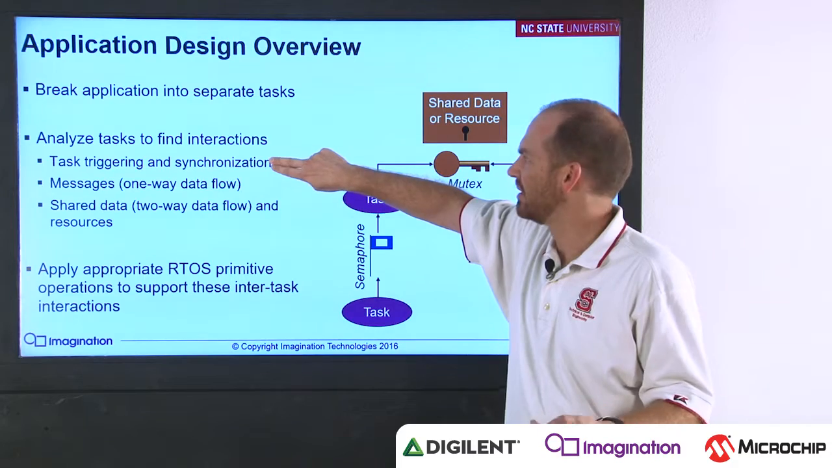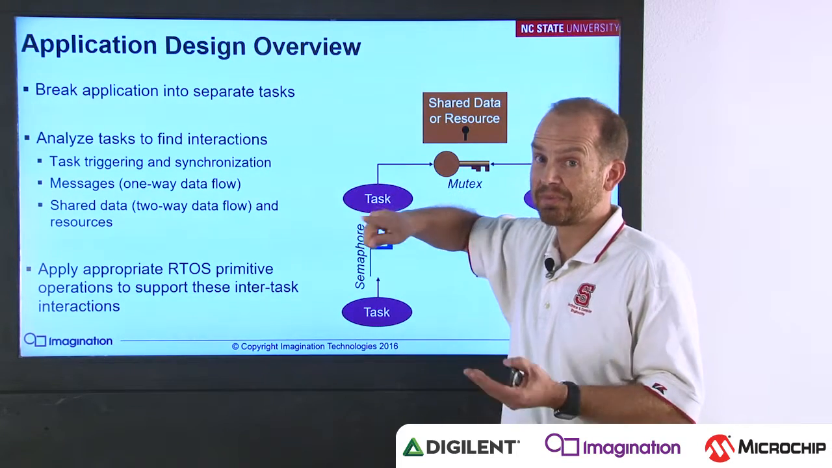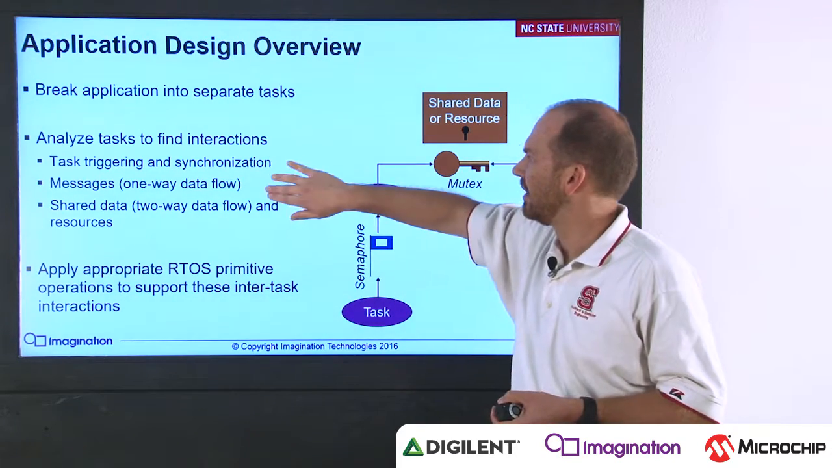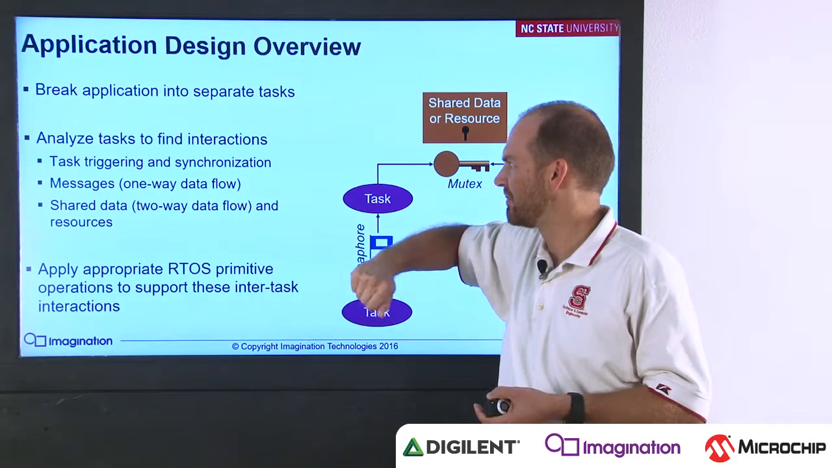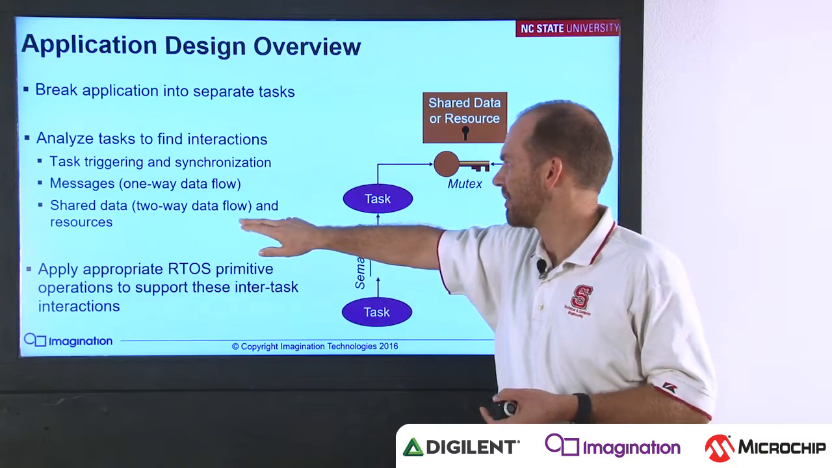When does a task run? Synchronization. Should this task run after another task runs? How do we send information through messages with one-way data flow? How do we share data and share resources?